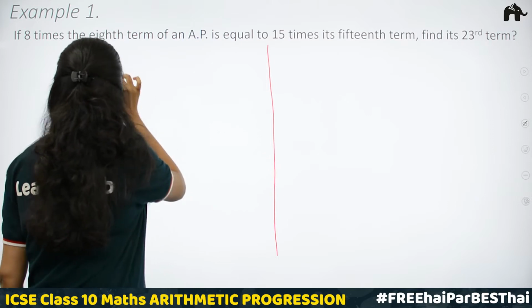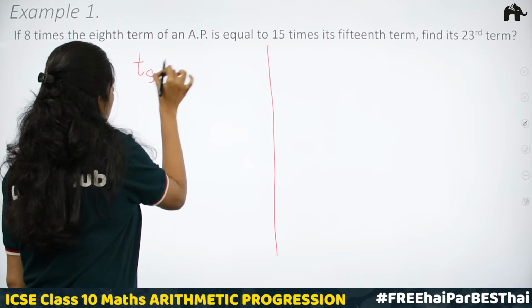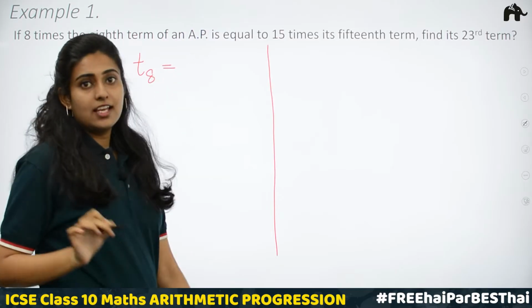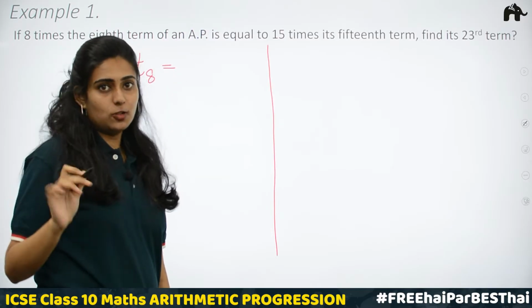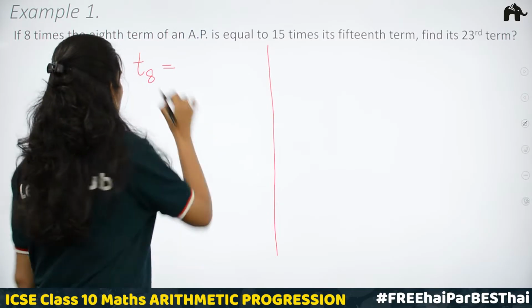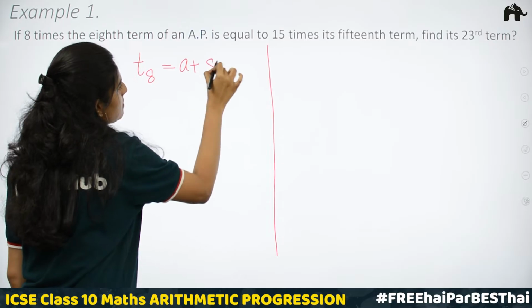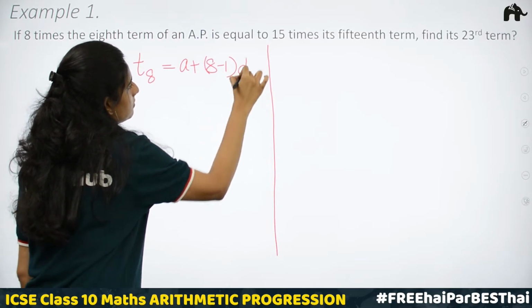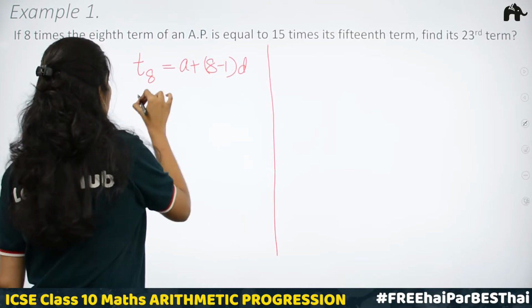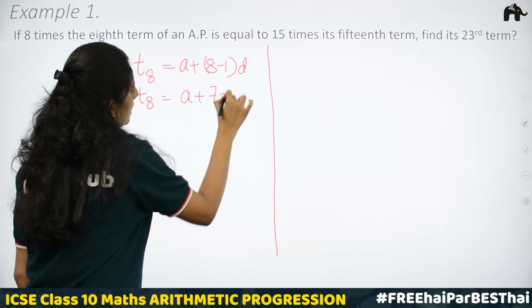What is given? 8 times the 8th term, T8. What is T8? Tn is equal to a plus n minus 1 into d. This is the general form. Therefore, T8 will be equal to a plus 8 minus 1 into d. That is, T8 is equal to a plus 7d.